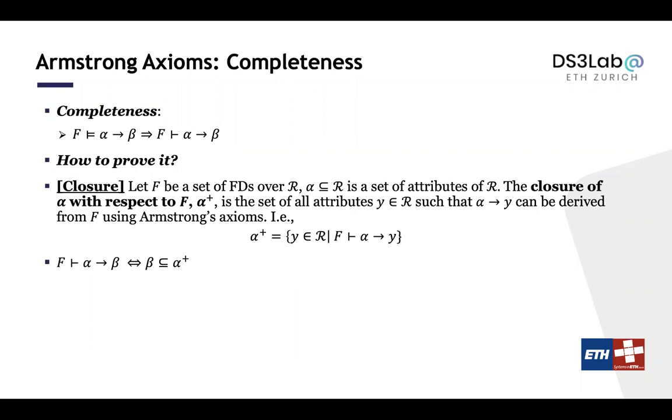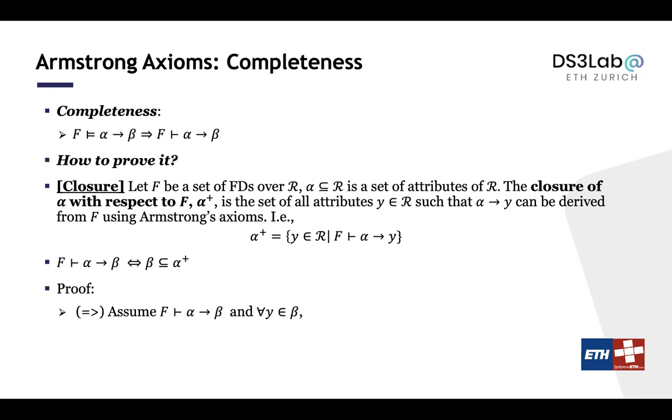Given this notion, there's a very simple statement that we can prove. That is, you can derive alpha to beta by applying Armstrong's axioms given F if and only if beta is a subset of the closure of alpha. Now let's try to prove this. It's actually very simple to prove.